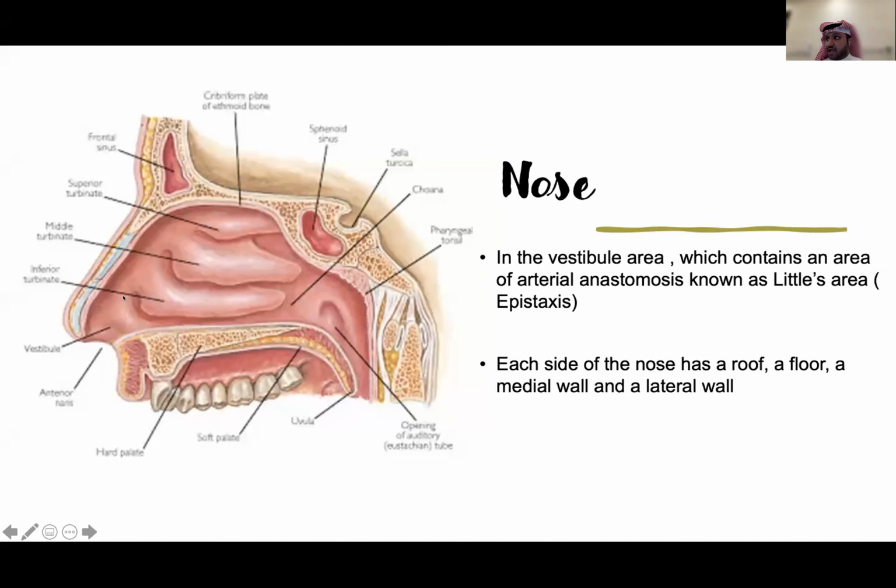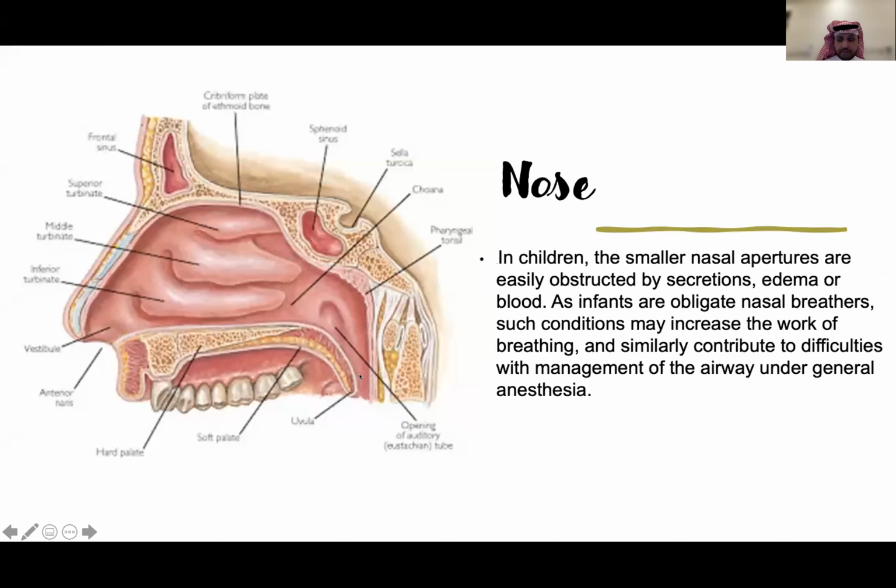Each side of the nose has a roof, floor, and medial and lateral wall. It's like a room with four directions. In children here, the smaller size of the nose is easily obstructed. So when we look here, kids have a small nose, and also kids cannot breathe from the mouth until being trained after the age of 6 months or 1 year.